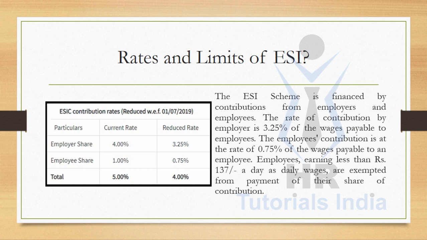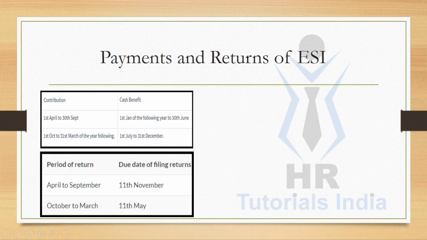The employer contributes 3.25% of the gross wages each month, and the employee's contribution is at the rate of 0.75% of the gross wages for that specific month. A total contribution of 4% of the gross salary or wages is paid to the ESI government for utilizing the benefits of ESI. Payments and returns of ESI.